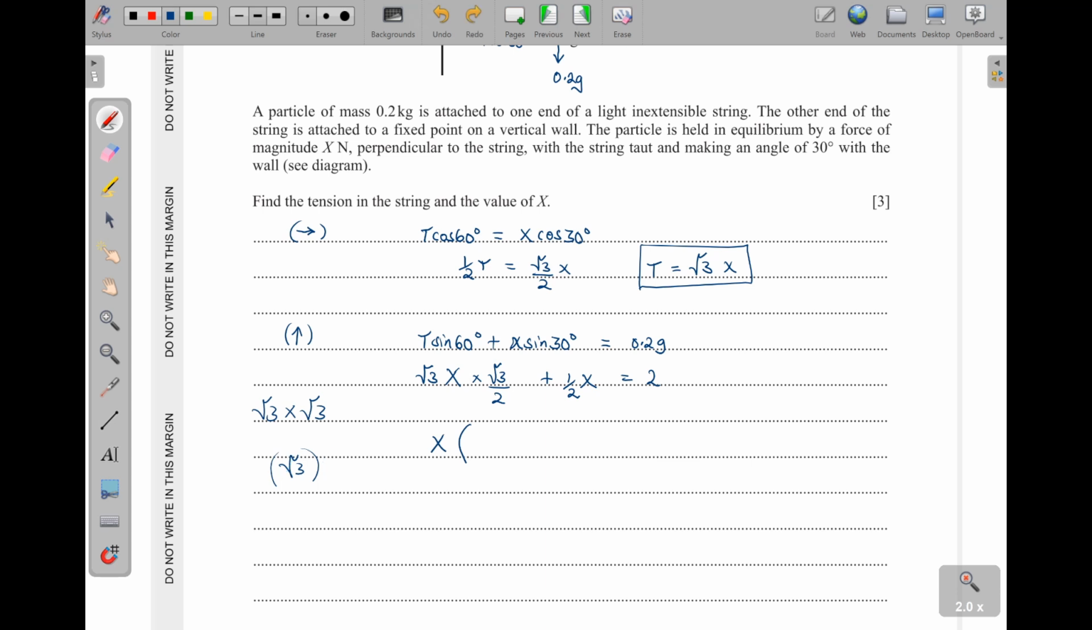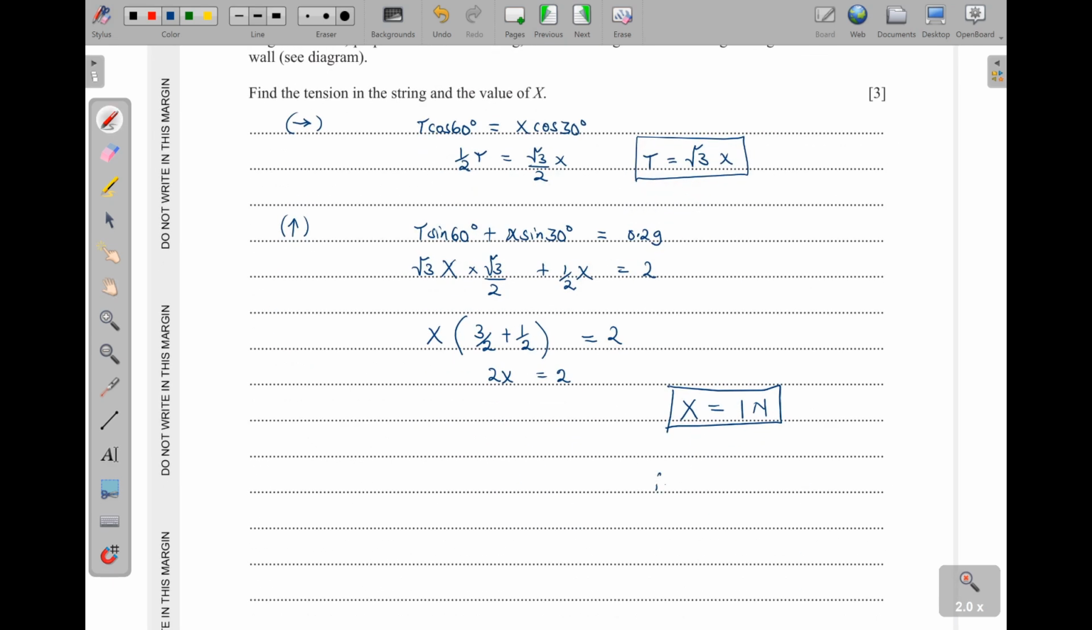Okay. So here we are going to get 3 over 2, plus 1 over 2, which is equal to 2. Of course, this one will be 4 over 2, which will be 2X, which is equal to 2, and then dividing through, that means X is equal to 1 Newton. Now we can substitute back into T. That means our T is going to be equal to root 3 Newtons. So those are our answers there.